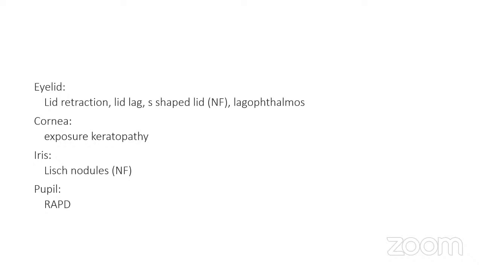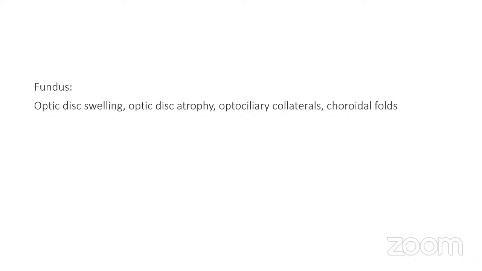The cornea could show presence of exposure keratopathy. Staining can be done to see if any epithelial defects are present. Then Lisch nodules on the iris are seen in neurofibromatosis, and the pupil could show a relative afferent pupillary defect. The fundus picture may show optic disc swelling or optic atrophy. Optic disc swelling shows a recent compression of the optic nerve. Optic disc atrophy usually follows after a long time. Then optociliary collaterals could develop, and choroidal folds can also be seen.